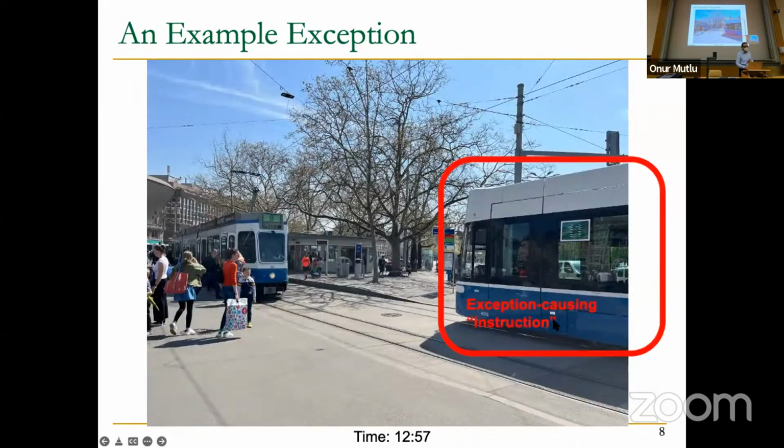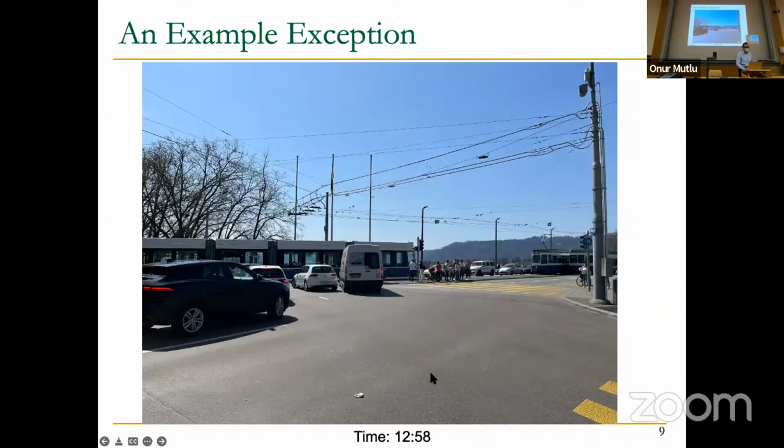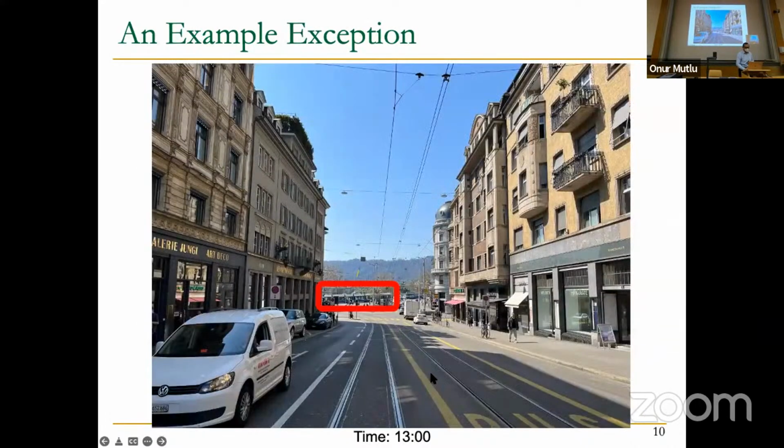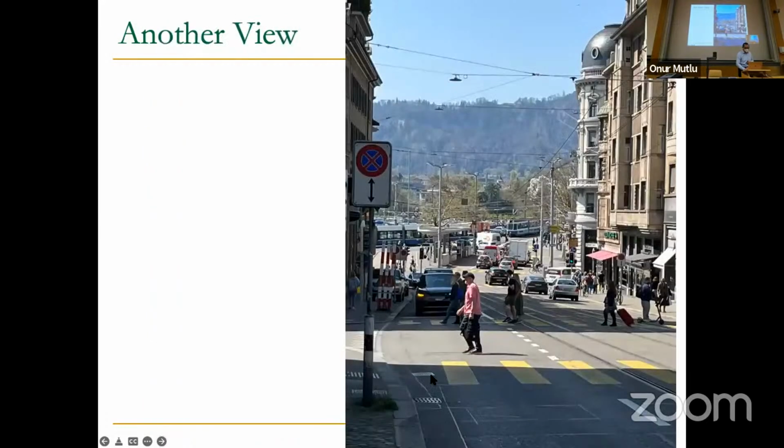Now you can see this is an exception causing instruction. I'm not making this up, because you can see that this train did not actually go to the station. It's waiting. This is 2 minutes later. This is 3 minutes later. This is 5 minutes later, I guess. It's still there, as you can see. And this is a closer up view, if you want to see that.